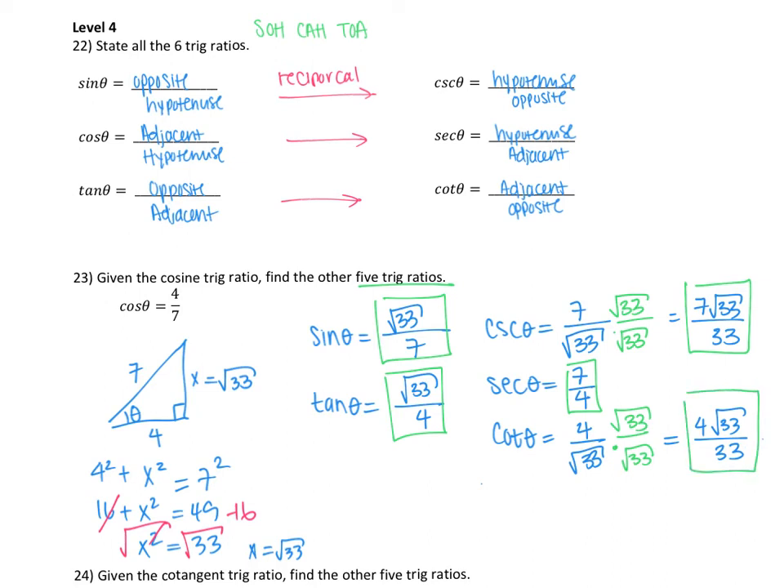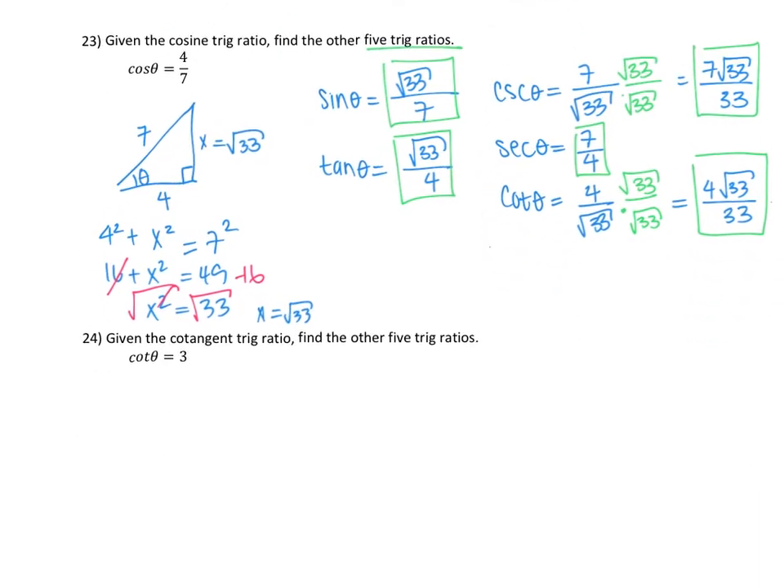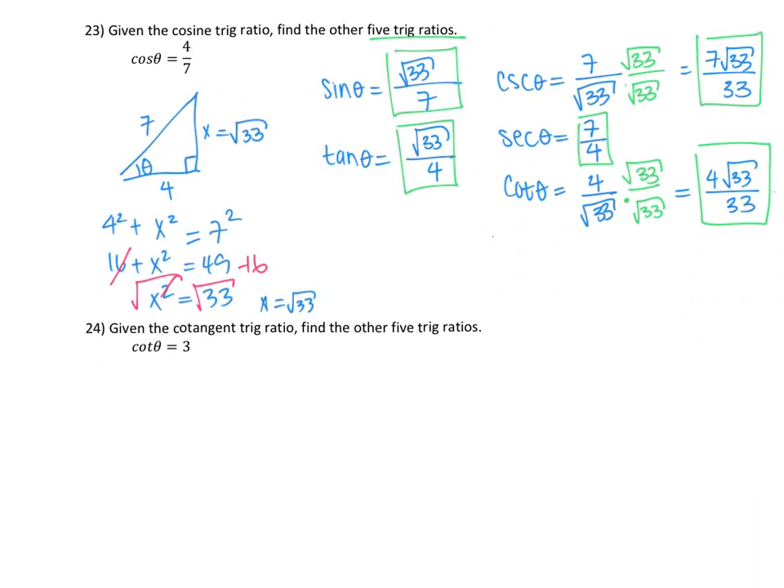And that is it. Okay, so let's get into 24 here, our last problem. So very similar as to before, but just a little bit different. You have a cotangent, so you have a reciprocal trig function. And we have to find the other 5.